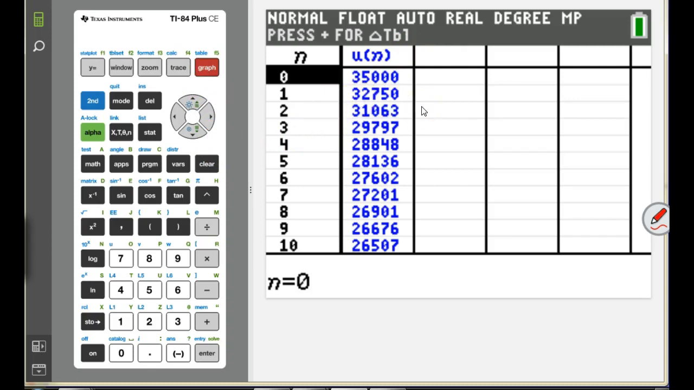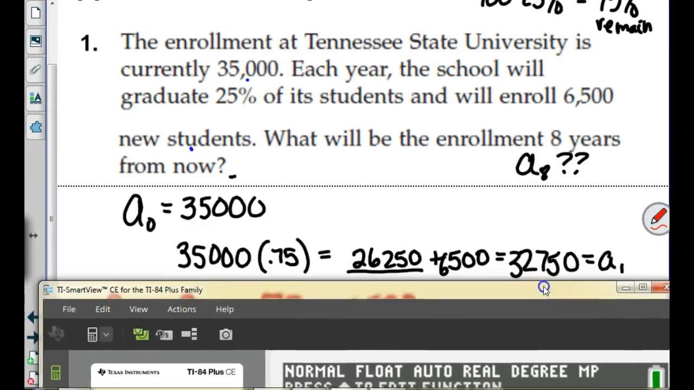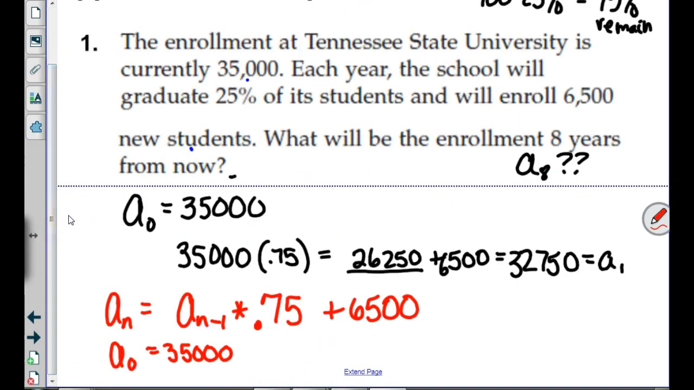Okay. So the 8th year is what we were asked in this question, right? Now, I will show you that if you scroll down here to year 8 and over, it's actually a crazy decimal. But we want a whole number of students anyway, right? So it doesn't matter. 26,901 would be roughly the enrollment. So 8 years, it was 26,901.